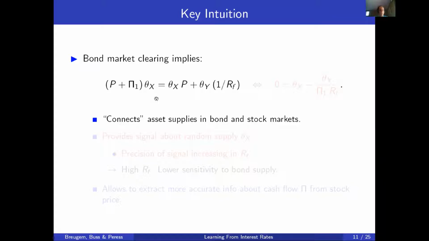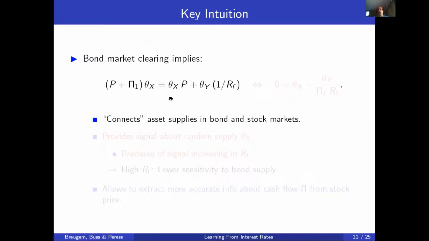Right? It says it has on the left-hand side the total resources available in aggregate to our investors. So investors in aggregate hold a supply theta x of the stock. Each share is worth P and pays out a deterministic dividend pi 1. So on the left, that's the aggregate wealth of our investors. These investors, because we assume they cannot consume in period 1, save their entire wealth. And they save it either through stocks, theta x P, or through bonds, theta y times the price of the bond, which is 1 over RF. Okay, so on the right-hand side, we've got the total savings of investors in aggregate, which is split between stocks and bond holdings. Okay, this is the key equation.